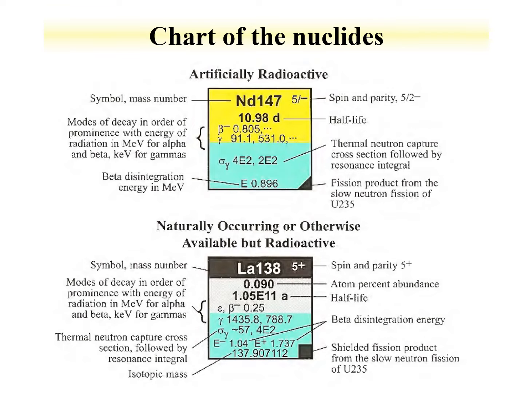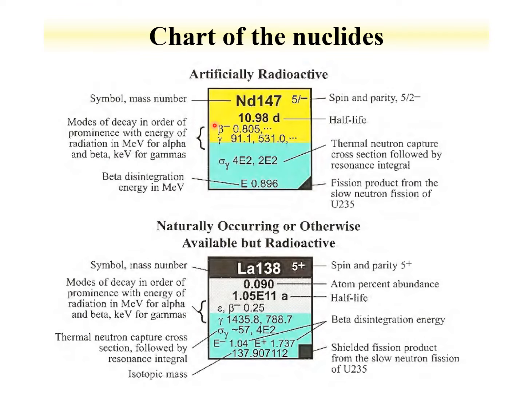Moving on to the radioactive isotopes. Their mass and symbol are shown here. It's non-gray. The color has to do with the half-life of the isotope, which can be seen in the legend. Spin and parity, again, 5/ minus is 5/2 minus. The half-life, 10.98 days. The modes of decay followed by their energy with MeV for alpha and beta, KeV for gammas.